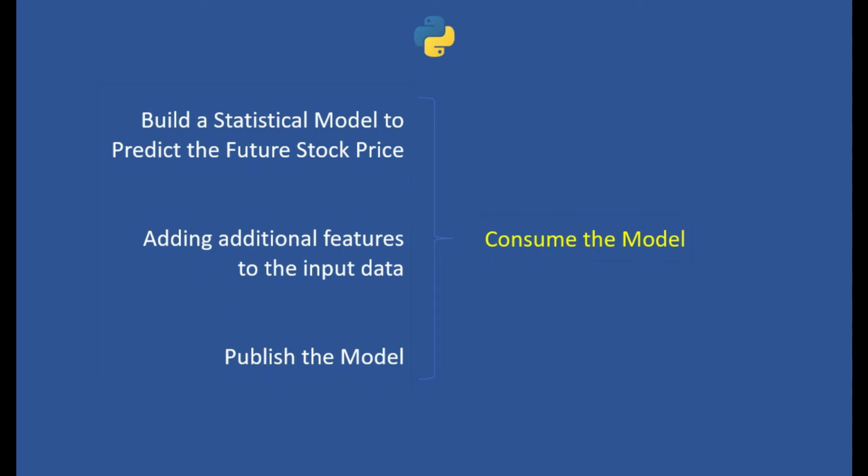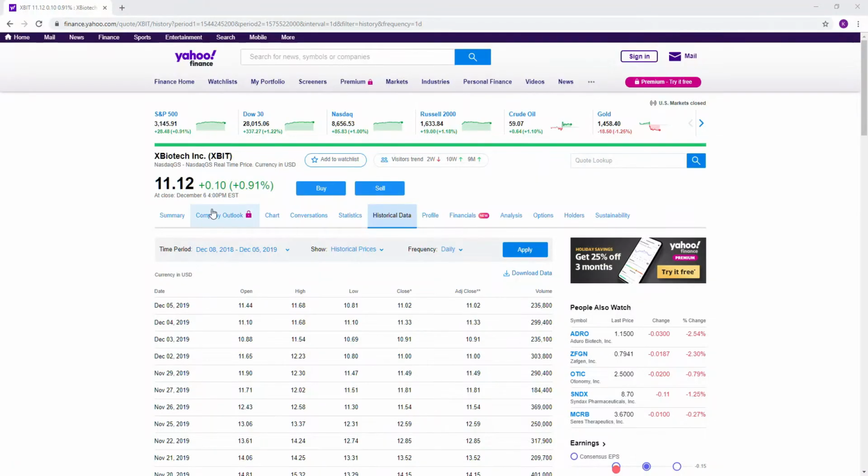In this video, we're going to look at how to build a statistical model to predict the future stock price, and also we'll be looking at how to add additional features to the input data and how to publish the model, and finally how to consume the model in a Python program. So let's go ahead and start building a model using Python.